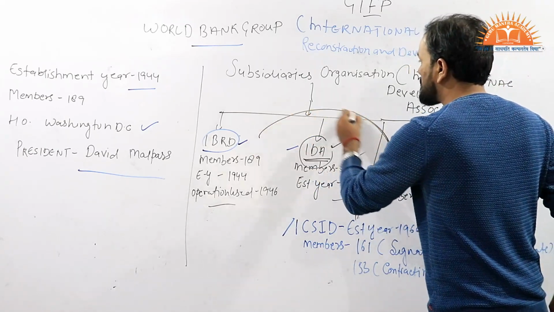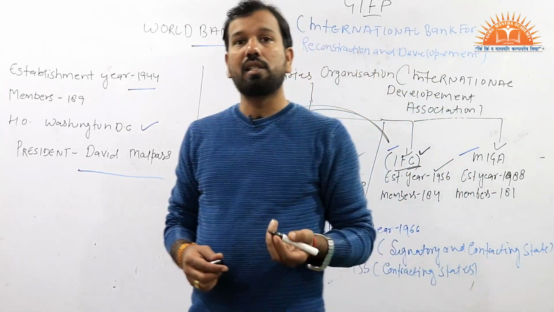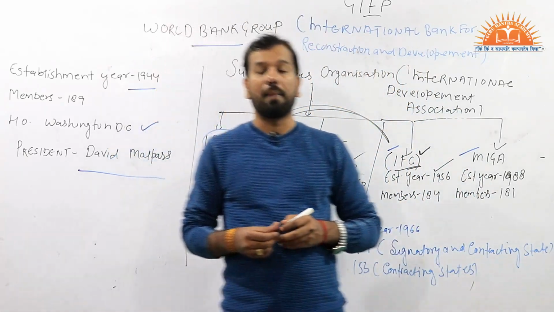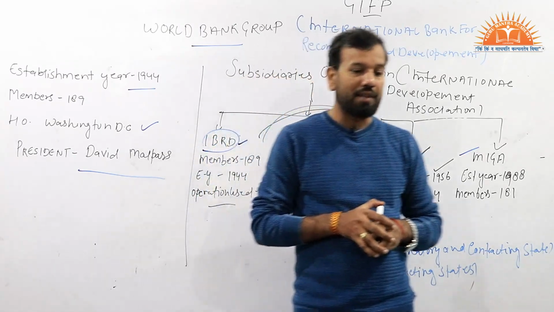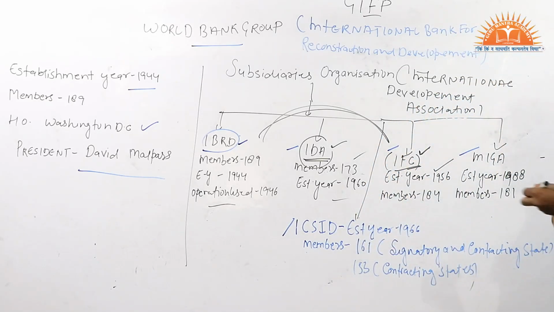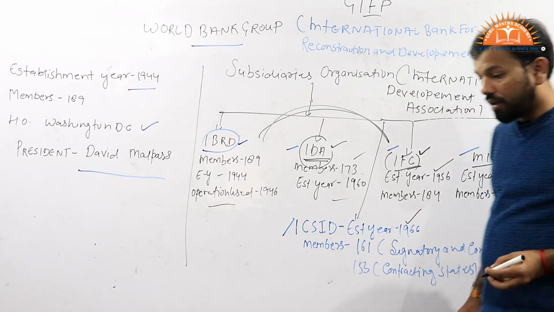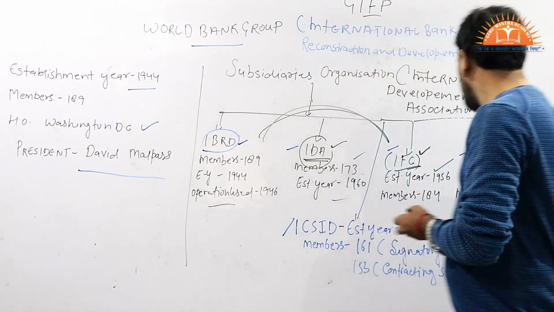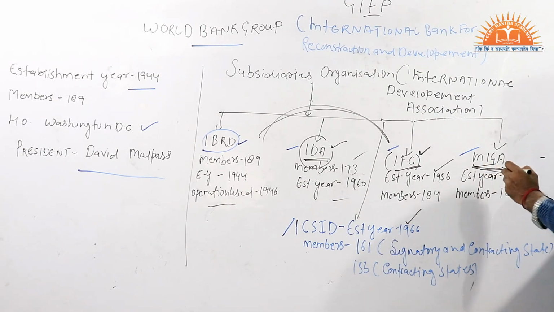These three organizations deal with financial terms, or can we say these three organizations deal with providing loans and grants to the member countries, and eliminating poverty. But in terms of MIGA and ICSID, there are two different organizations we also have. MIGA stands for the Multilateral Investment Guarantee Agency.